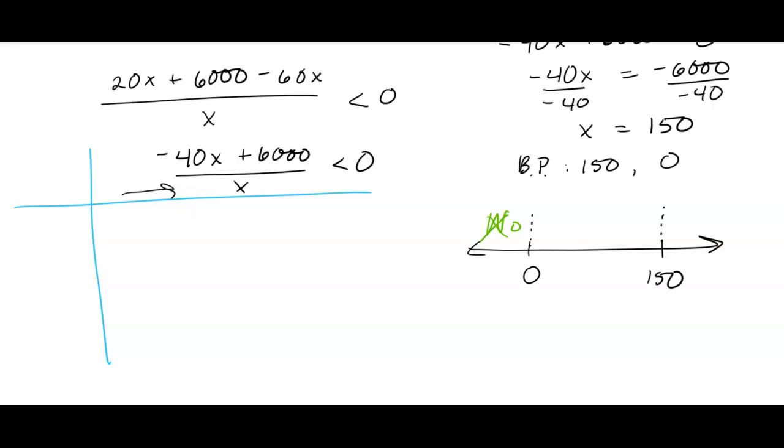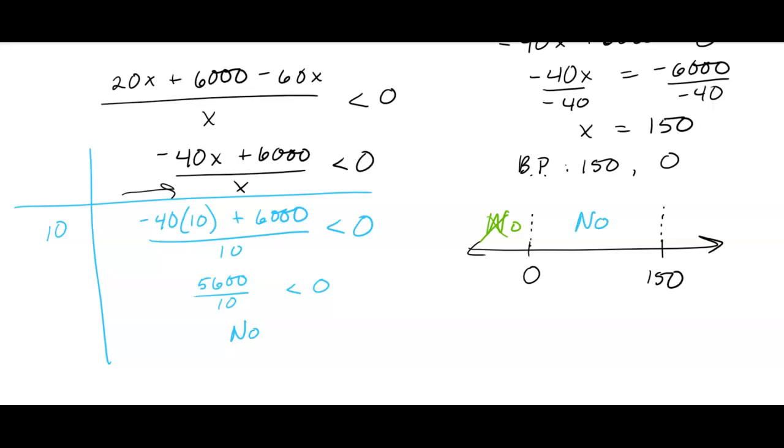So let's say 10. Then you'd have negative 40 times 10 plus 6,000 over 10. Is that going to be less than 0? Well, you're going to get a positive number in the numerator, like 5,600, I think, over 10. Is that going to be less than 0? No. So no for that section.